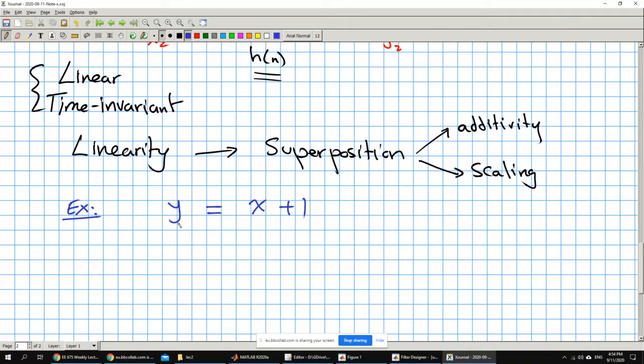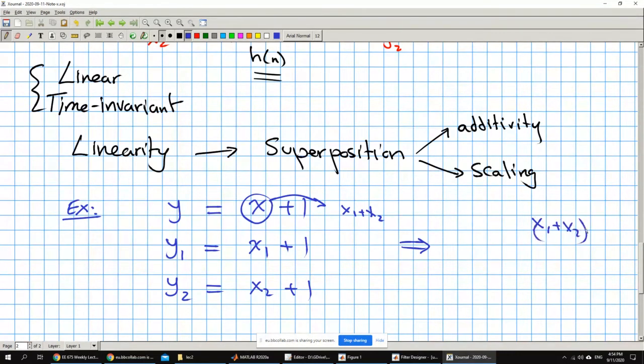So if you look at something that looks like this, basically y1 would be equal to what? x1 plus 1. For system 2, if you input x2, you will have something that looks like this, right? Let's try to have an input of x1 plus x2. So basically, replace this with x1 plus x2. This would be what? x1 plus x2 plus 1, right? Would that be equal to y1 plus y2?